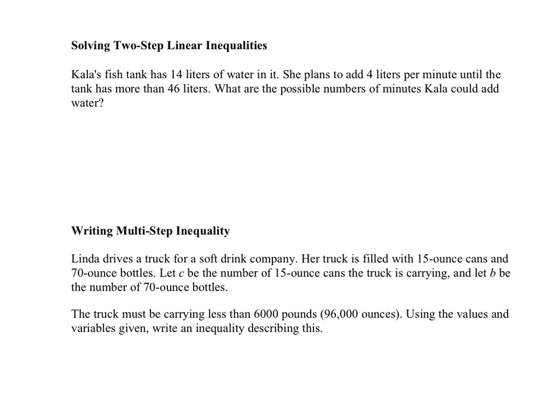So we don't know. We always have to figure out what it is that we don't know in order to figure out what our variables are here. So Kayla's fish tank has 14 liters of water in it, and she plans to add 4 liters per minute until the tank has more than 46 liters. So if we go back to writing equations, the way we used to write equations, we're starting with 14 liters in the tank. So that's how my equation is going to start, 14 liters. And then we're adding a slope of 4 liters per minute. And we don't know how many minutes it is, so we're going to put an M here.